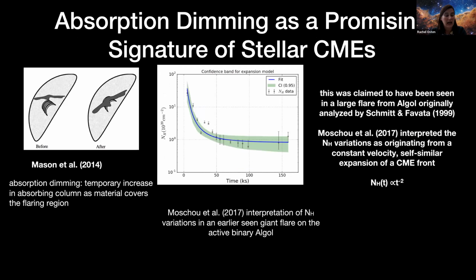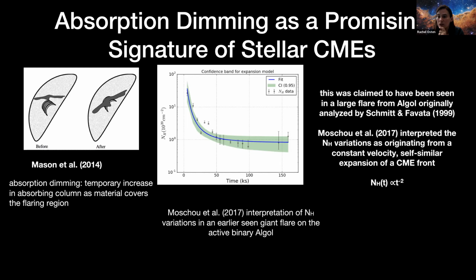Absorption dimming, I think, is a promising signature of stellar CMEs. So just reminding you on the left what that mechanism would look like in a schematic sense. This was claimed to have been seen in a large flare from Algol, originally analyzed more than 20 years ago. The data itself was not reanalyzed, but the results were reinterpreted recently.